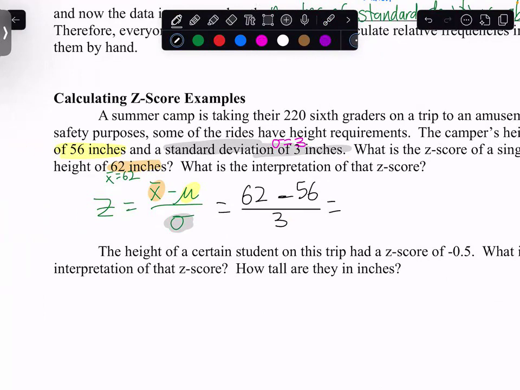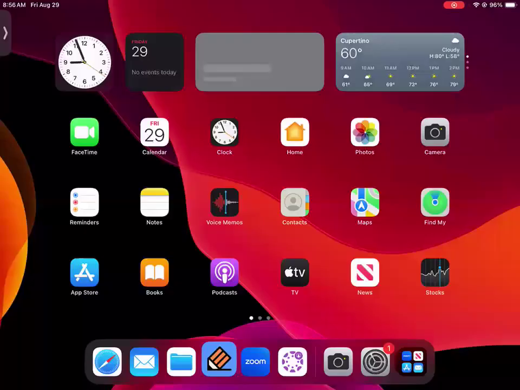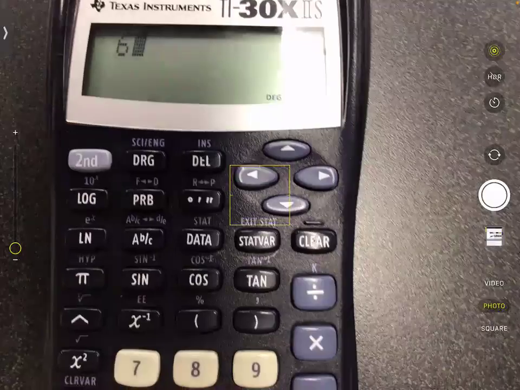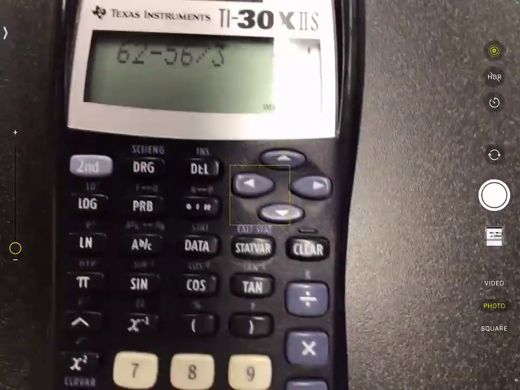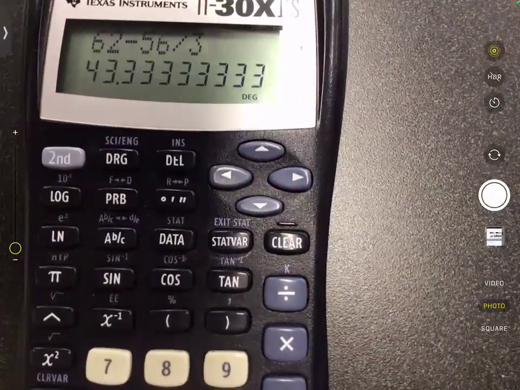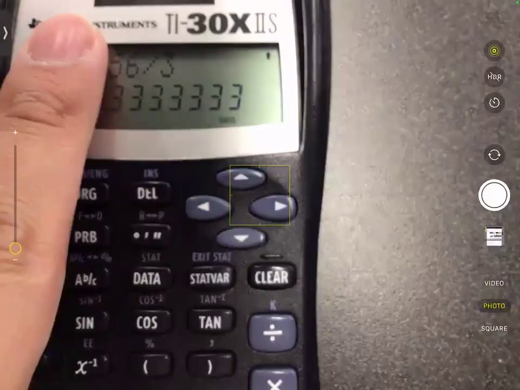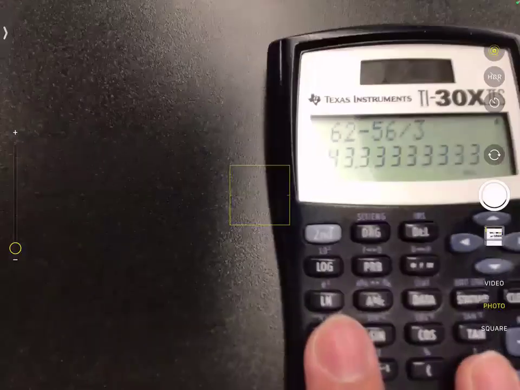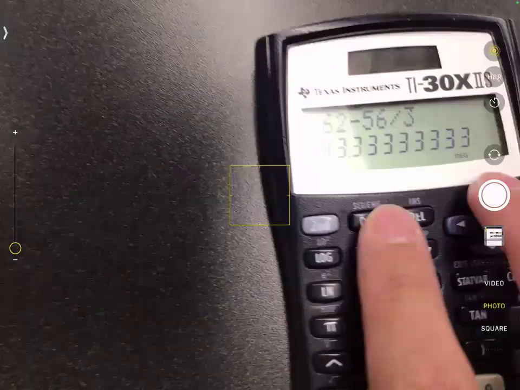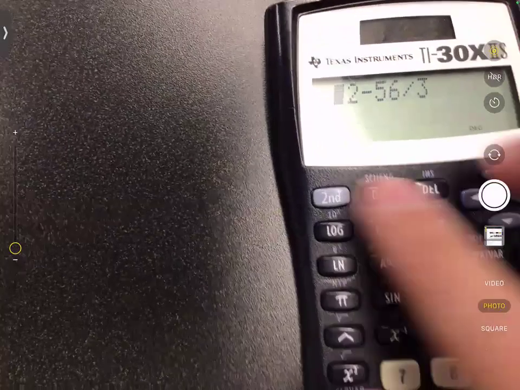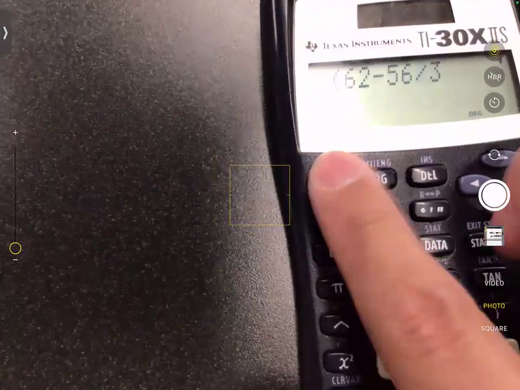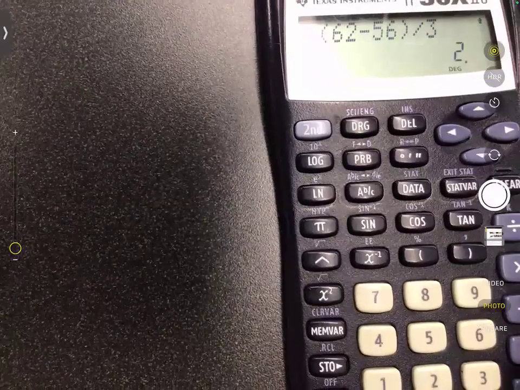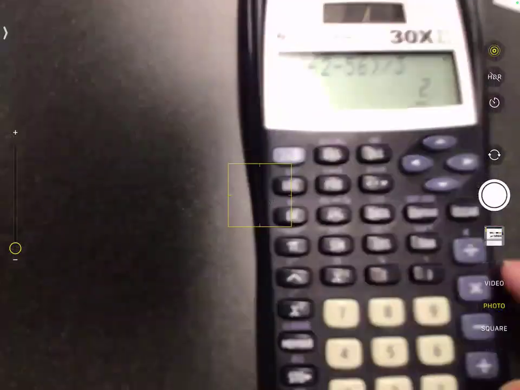Okay, so again, let me just quickly show you that parentheses matter. If you just type in 62 minus 56 divided by 3, this is not the right answer, because your calculator does order of operations. It does 56 divided by 3 first, and then takes 62 minus that answer. So in order to group the 62 minus 56 together, you need to put parentheses around it, and then outside the parentheses, you divide by 3. Okay, so the correct answer is positive 2.